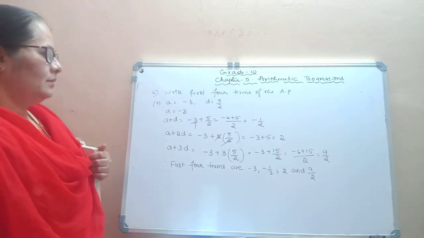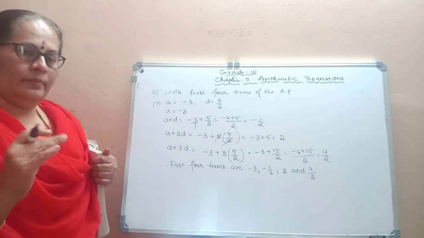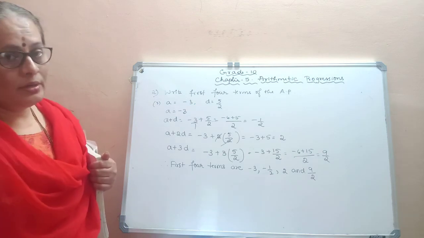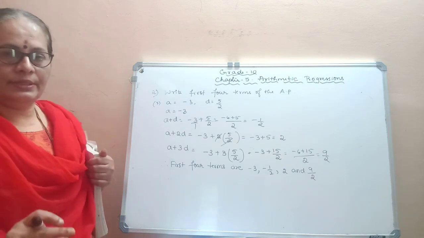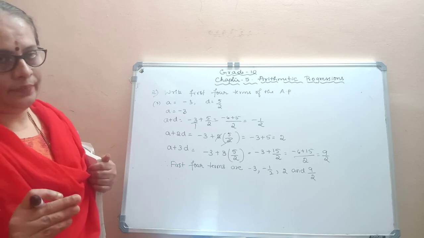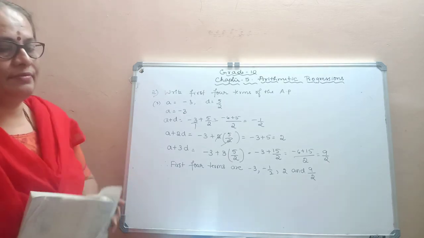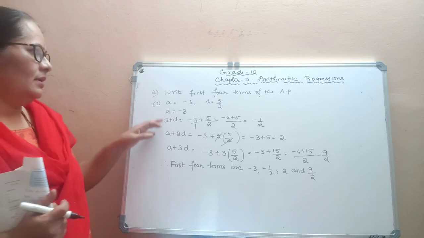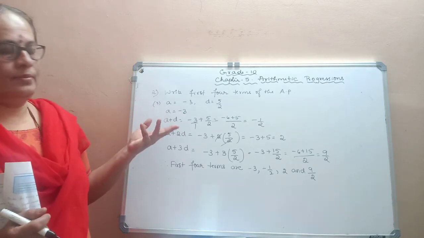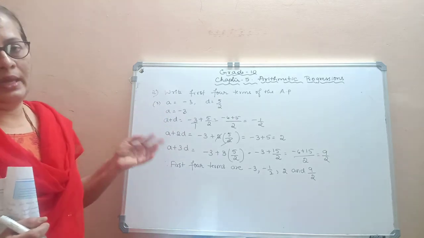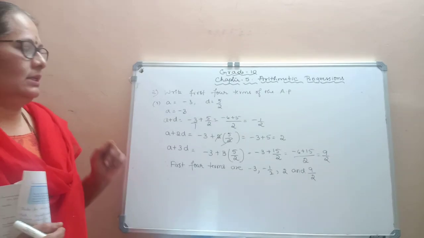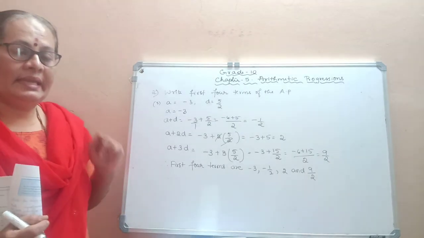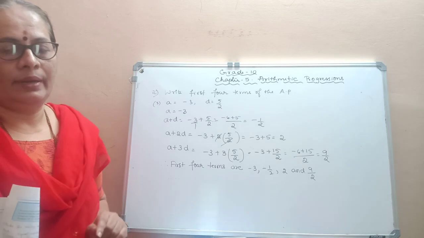Then the difference may be positive, negative or 0. Now using this difference and the first term, we can find the first four terms. Any number of terms we can find out. In the next class, you are going to learn the nth term of the arithmetic progression.